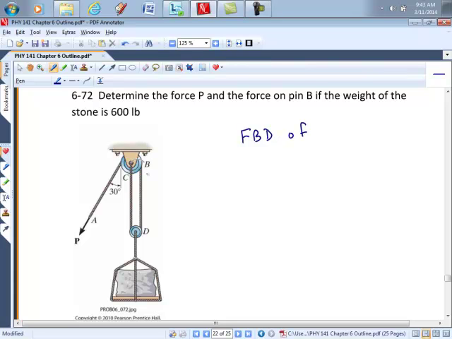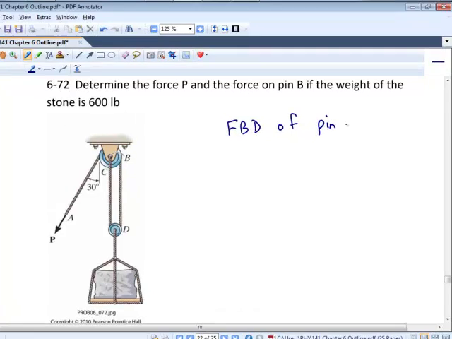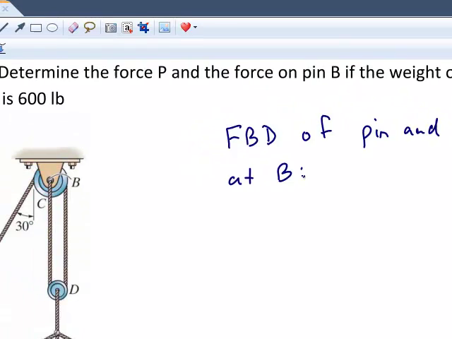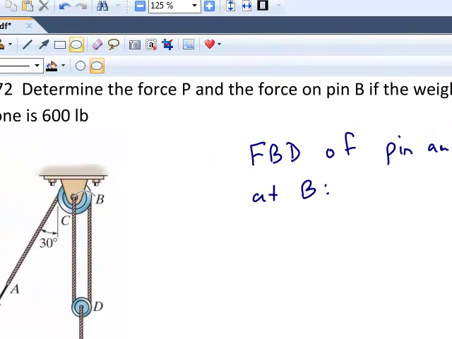You just want to do the point at B, or the pin and the pulley? Yeah. Okay, so there's our pulley. They don't give us the radius, so it must not be important. There's my point B.